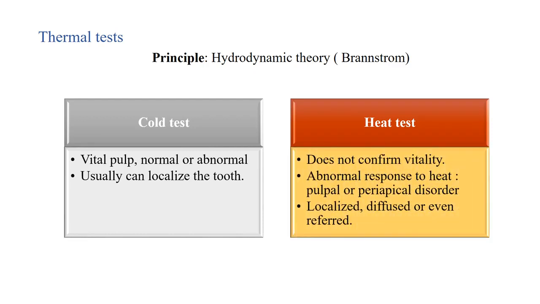So thermal tests are classified into two. One is the cold test and the other is the heat test. Remember that these are actually assessing the response of the nerves present in the pulp. When we want to assess the vitality of the pulp, it is actually for assessing the blood flow of the pulp. However, these are advanced tests which are not routinely carried out. Therefore, in lieu of that, we do cold, heat and electric pulp tests.